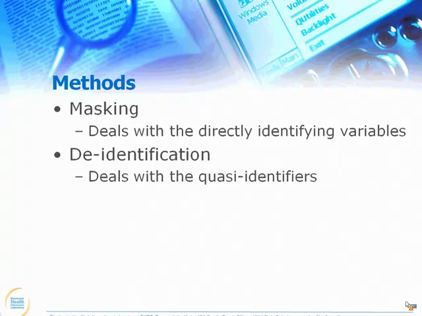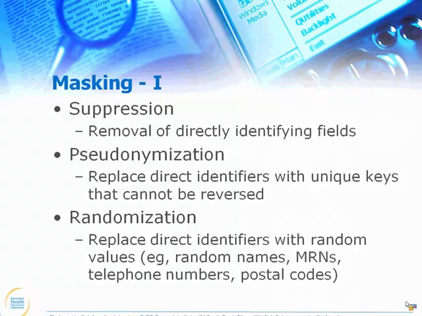And then for the quasi-identifiers, we usually talk about de-identification methods and de-identification tools. I'll talk about each one of these two different kinds of methods individually, just to give you a sense of how they would operate. So for masking, examples of techniques that are used are suppression. This is when you remove the directly identifying fields from the data set, so you remove them completely.